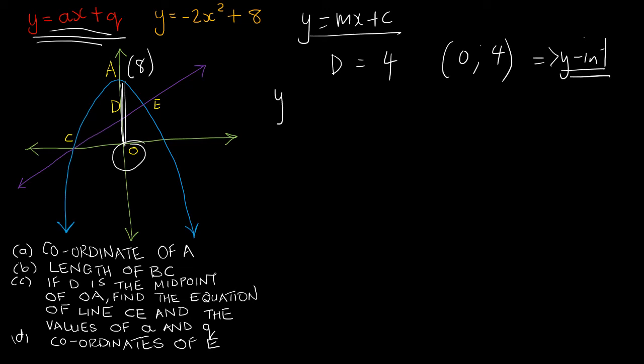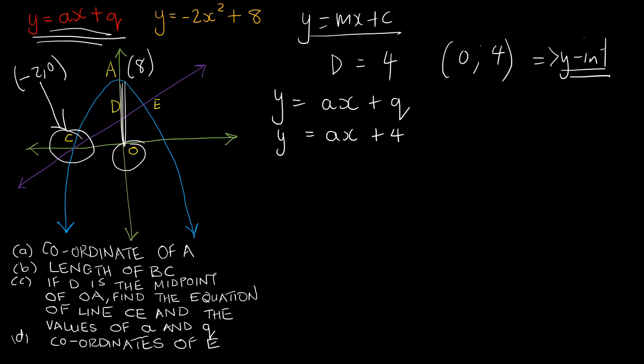So let's substitute. We have y is equal to ax plus q. So now we have y is equal to ax, and D is 4, which is the q value. So all we need to do now is to take a coordinate for the x and the y values. So where do we get this from? We get it from here. Because remember, this is where the 2 graphs meet. So we already know that point. We worked out B and C just now. We worked out C to be (-2, 0).